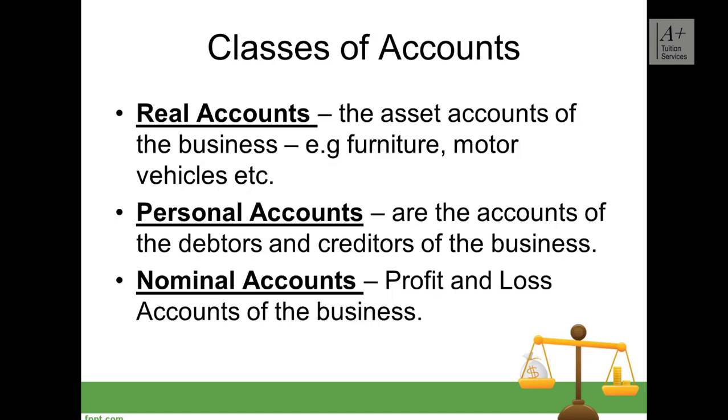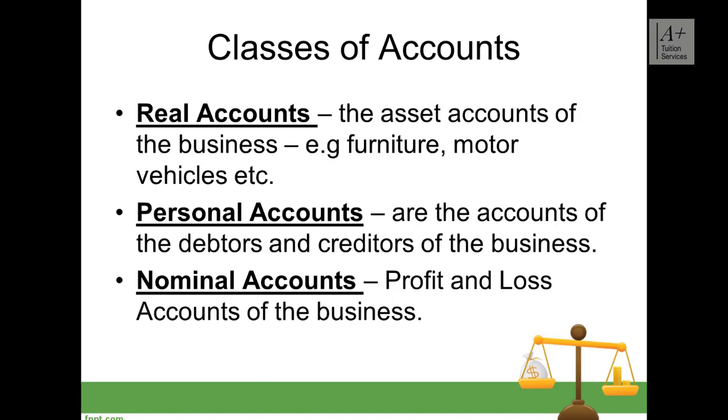The next type of accounts we have are personal accounts, and these are the accounts for the debtors and creditors of the business. So people who buy products from you and the people you buy products from, which are the debtors and creditors, they have personal accounts for the business. The third type of account we have are nominal accounts, and these are the profit and loss accounts of the business. So for example, if we paid an electricity bill of $500, that is registered in a nominal account.